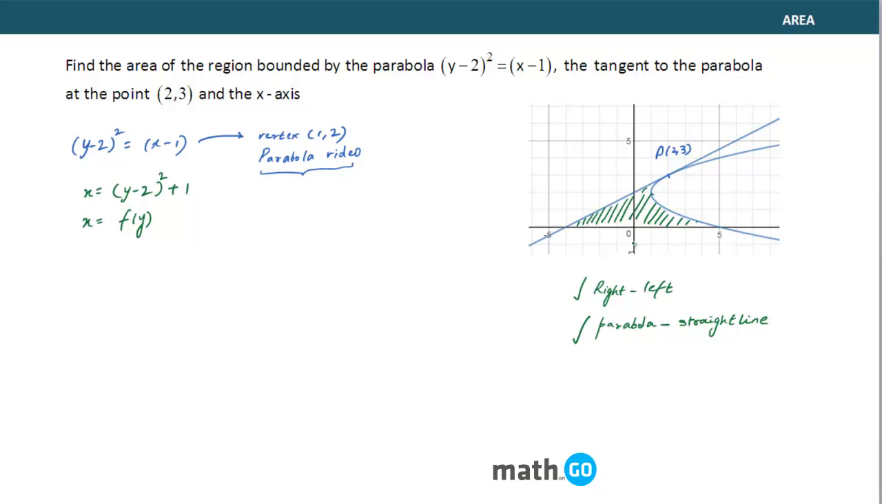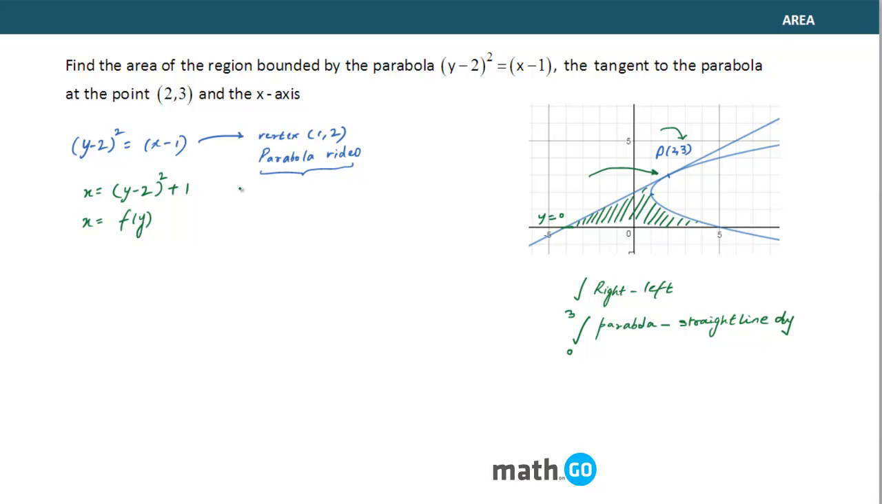And you need to integrate from the minimum value of y, from the x-axis, that is y equal to 0. And if you see properly, you are already given the ordinate. You were to find till this point. What is the ordinate of this? This is 3. So that means you just need to integrate from 0 to 3. Can you see how simple this question now becomes?